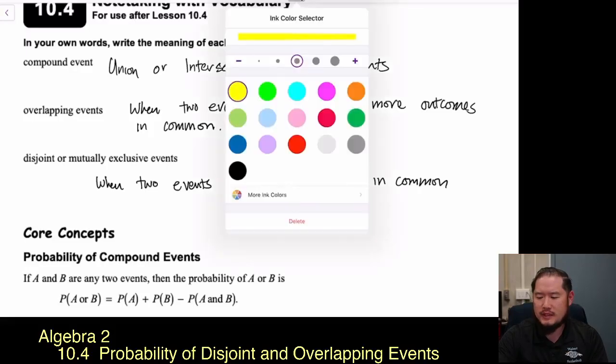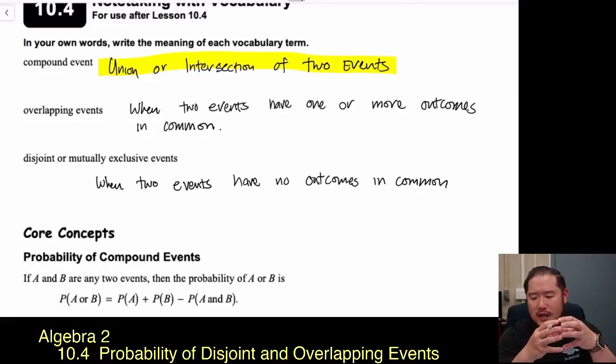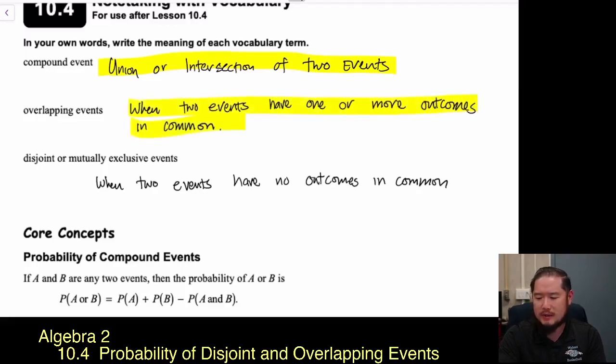So hopefully we realize, hey, a compound is like when there's more than one. So when we talk about an intersection or union of two events, and when we think about an intersection or union, things tend to overlap. Okay, so that will take us to our next term right here, overlapping events: when two events have one or more outcomes in common.